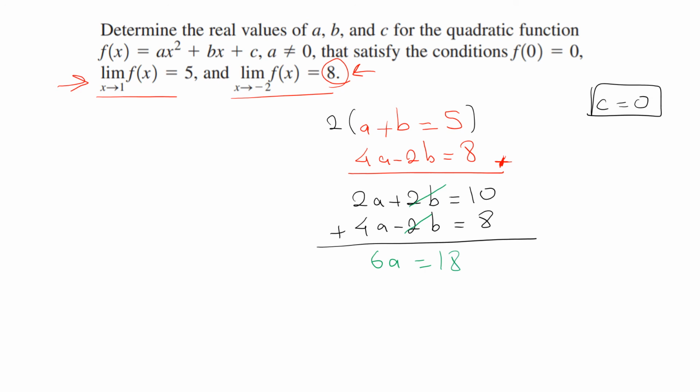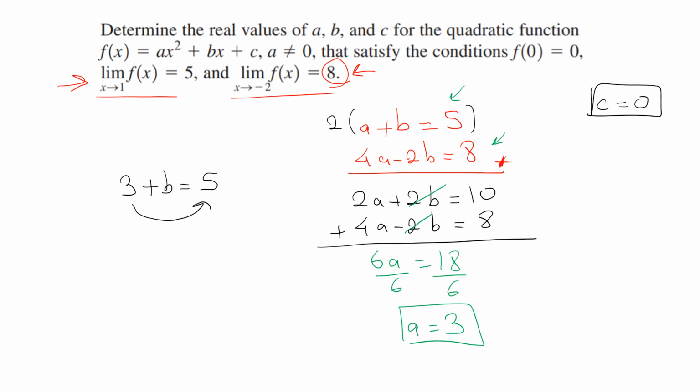To find what value a is, I'm going to divide both sides by 6, and I'm going to end up with 3 for my value for a. I'm going to do the exact same thing that I did previously, plugging 3 into any of these functions of your choice. The easiest choice for me is plugging into a plus b equals 5. So I'm going to say 3 plus b equals 5. Put 3 to the other side as -3, so you would get b equaling 2. So I found that my a value is 3, b value is 2, and my c value is 0.